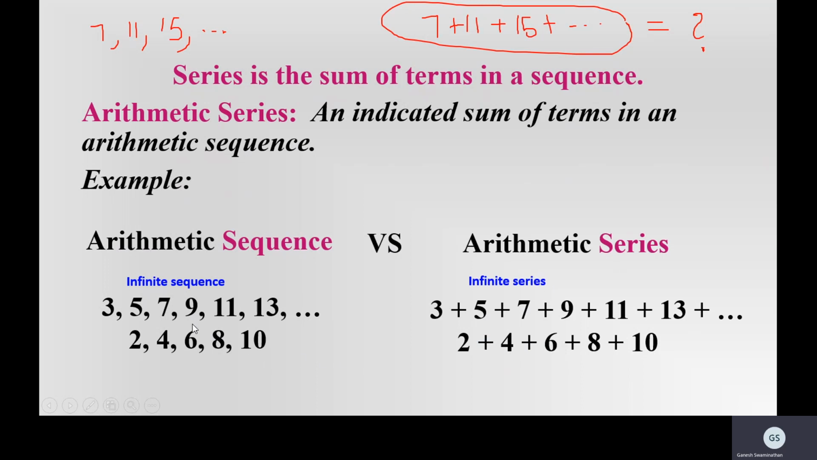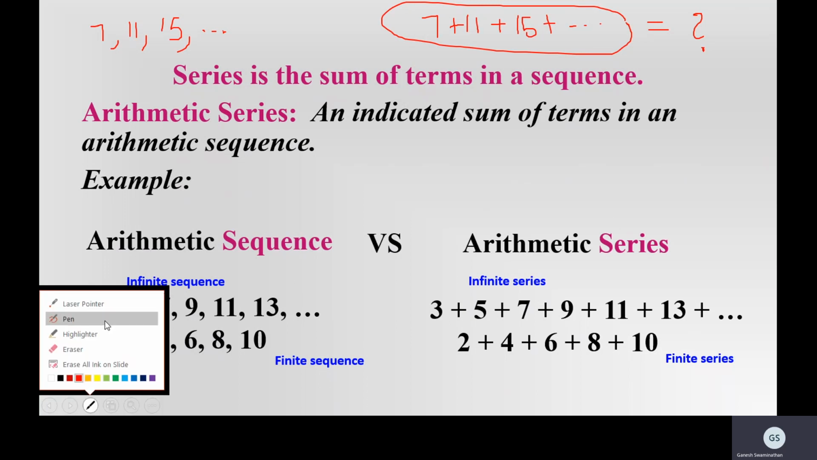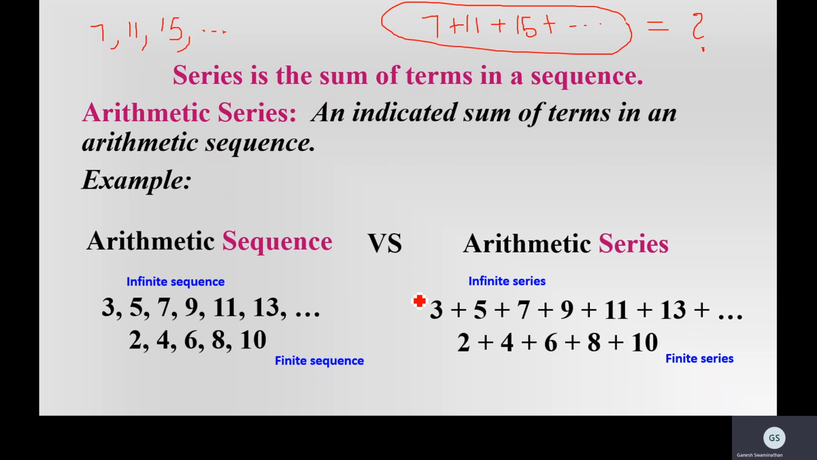Now you would have already guessed what about the second one. That is nothing but a finite sequence. It ends at some point. We can easily calculate and tell you how many terms are there in that particular sequence. That's what we call a finite sequence. Similarly, I can say that 2 plus 4 plus 6 plus 8 plus 10 is nothing but a finite series.